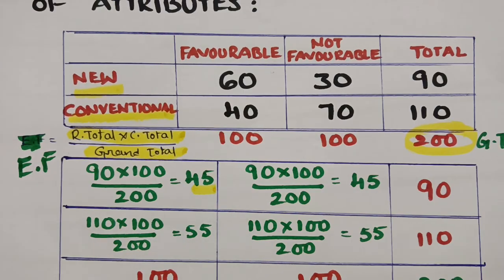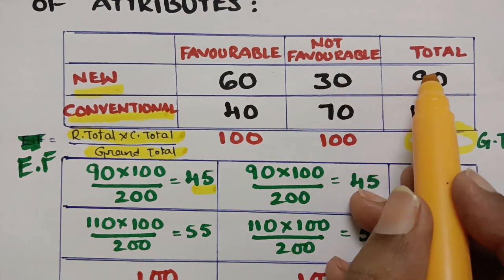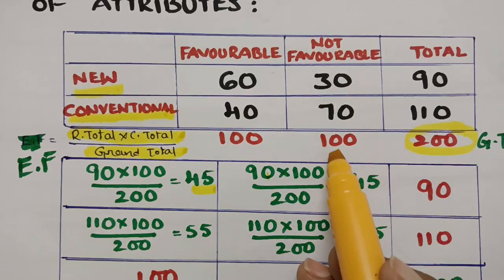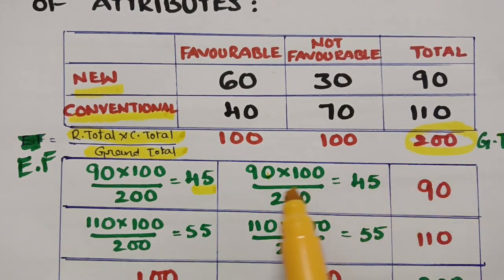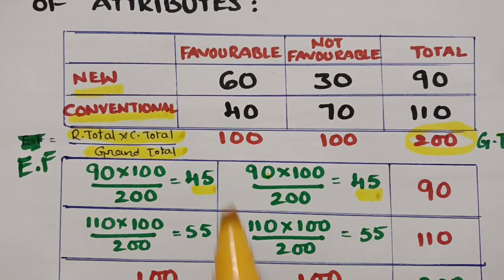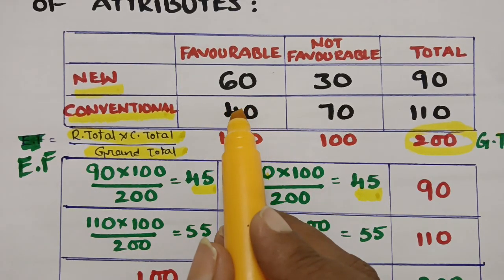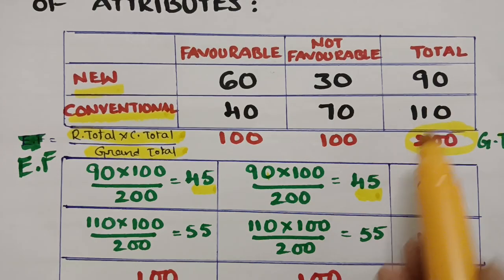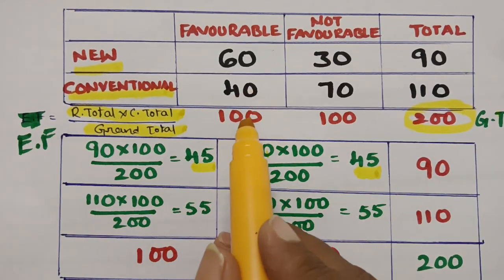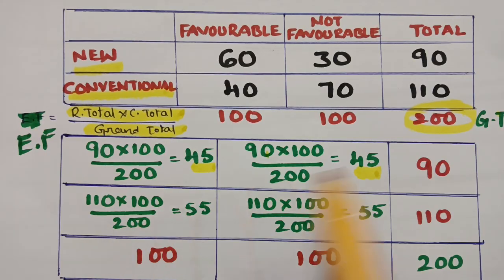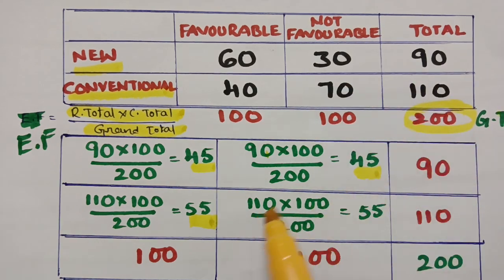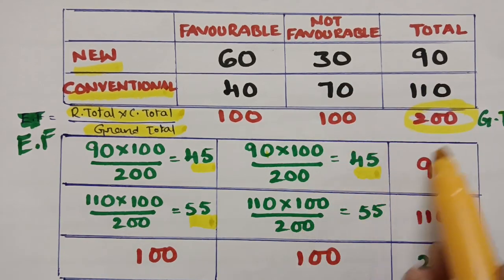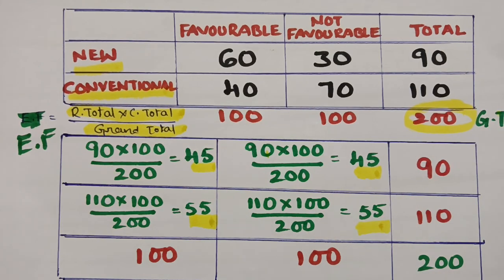The value here is 45. And for this one also, row total is 90 and column total is again 100, divided by grand total, it is 200. The value is 45. And the next one, for this 40 also, the row total is 110 and the column total is 100 divided by grand total 200. The value is 55. And the next one here, the row total is 110 into the column total 100 divided by grand total. This is 200. The value is 55.